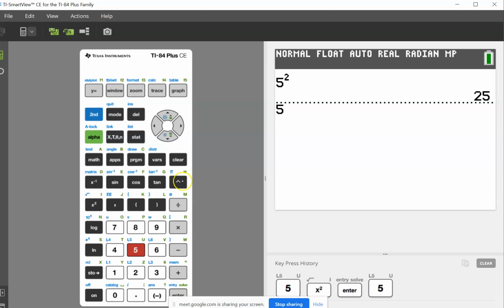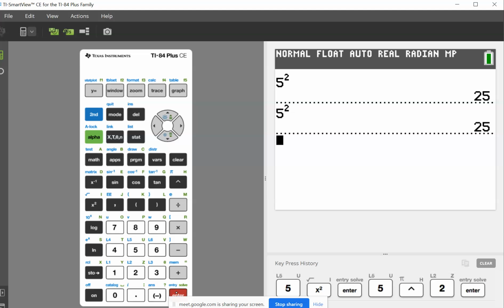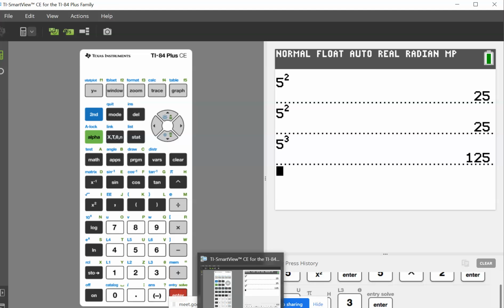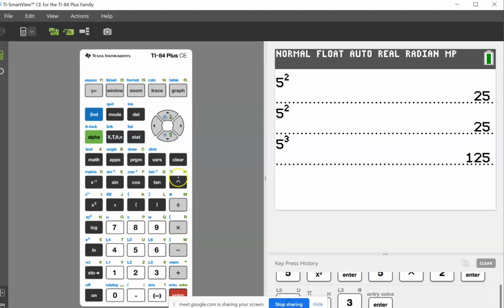Another way to type in an exponent is to press, do you see above the division, I call it a caret. It looks like an upward arrow. When you press that, it raises it up to the power, and it allows you to type in the power. And then enter, that will be 5 squared. If I had 5 to the third power, 5 3 times, that will give us 125. So this is the button that raises to a power, other than using the square.